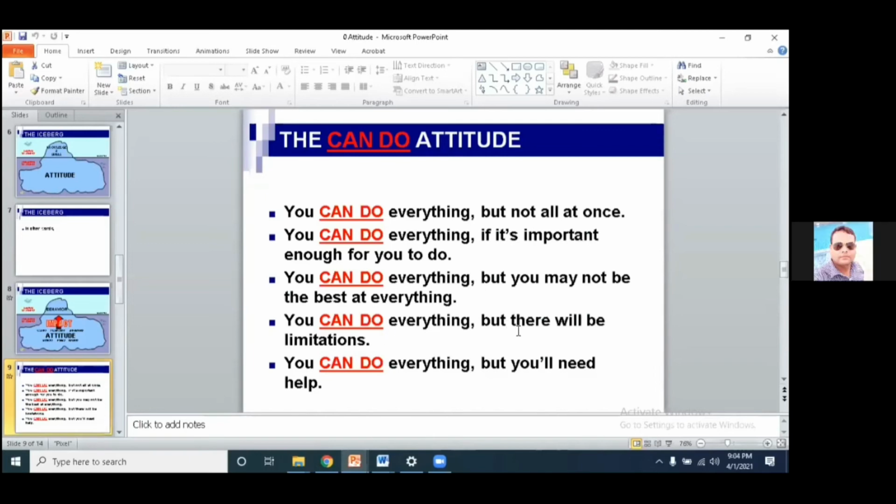You can do everything, but there will be limitation. Okay, you understand already. You can do everything, but there will be limitation. You have to follow the limitation. Everything has a limitation, and you have to maintain that. You can do everything, but you will need help. Without help, nobody can do anything. In this world, in this era, nobody can do anything without help. You need help.